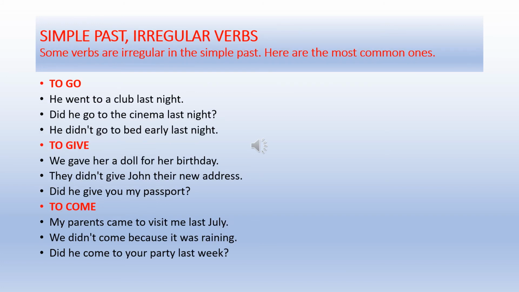My dear students, please remember, some verbs are irregular in the simple past. Here are the most common ones. Go. He went to a club last night. Did he go to the cinema last night? He did not go to bed early last night.